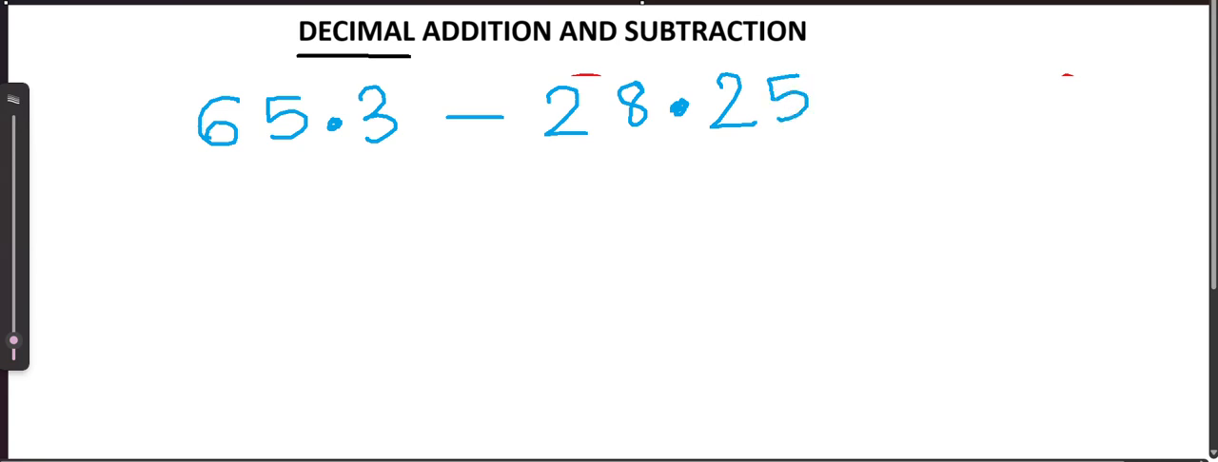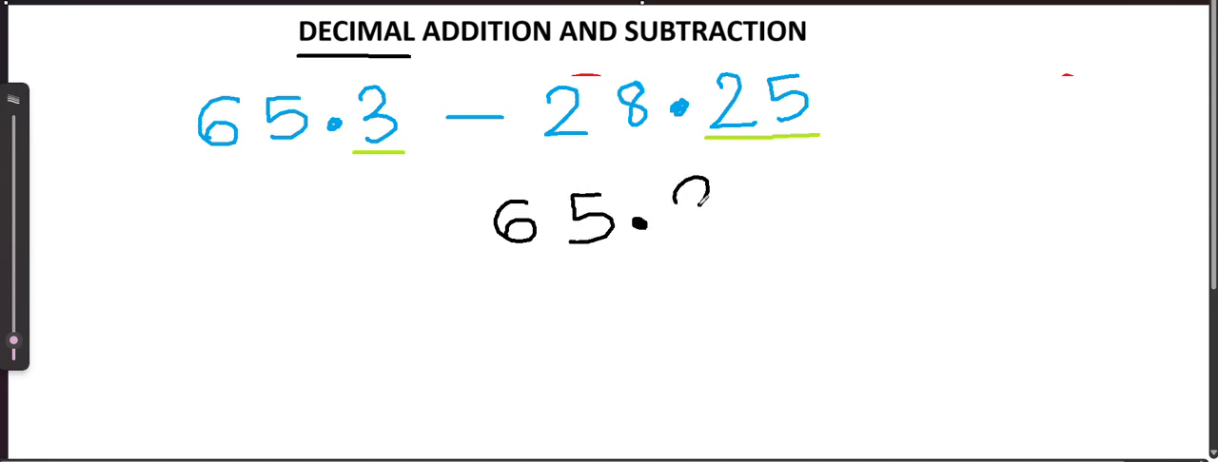Now I'm going to give a few examples from subtraction. Okay, if you know the concept of addition, it's very easy to do the subtraction. It's the same thing. So let's do 65.3 minus 28.25. Just take a good look. Here after the decimal we have 1 digit. After the decimal we have 2 digits. Okay? So try to keep the decimals underneath each other.